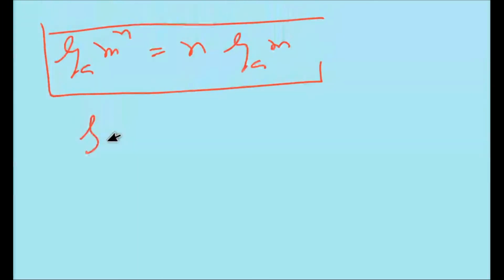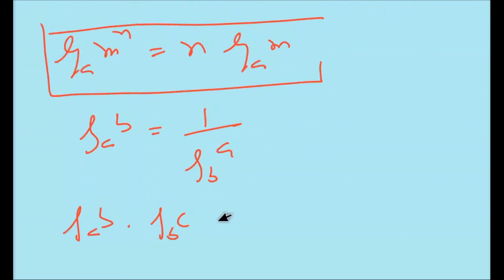And also, if you want to change the base, you can write this way: log a to the base b into log b to the base c into log c to the base a equals 1 as a product. You can also see here. Now if we write it this way, log b to the base c equals 1 upon log a to the base b into log c to the base a. So we can rewrite this here.